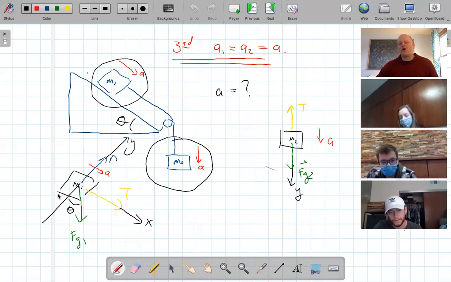Good. So what I'm asking is, is it cosine or sine? Remember that this angle is here, so I'm looking at this piece. This is the adjacent side of this angle. So does adjacent go with sine or cosine? Cosine. Good, so it's cosine of the angle.